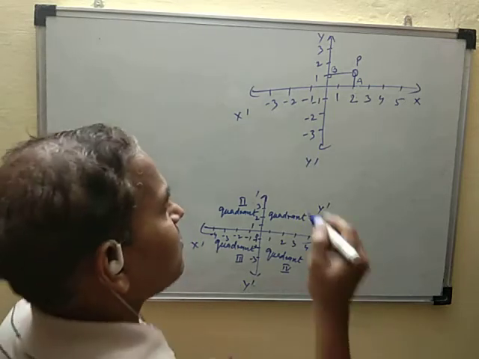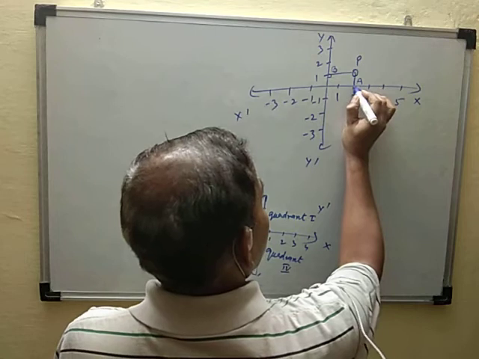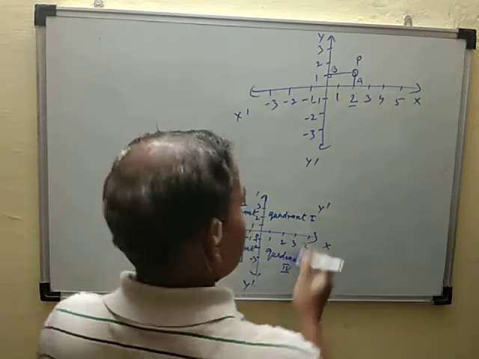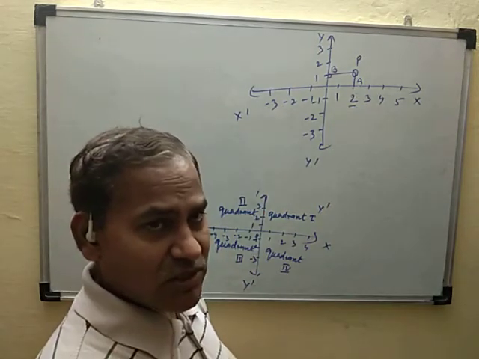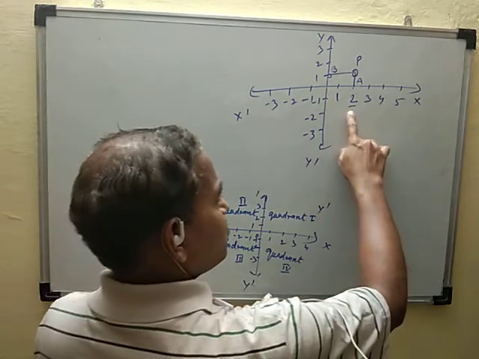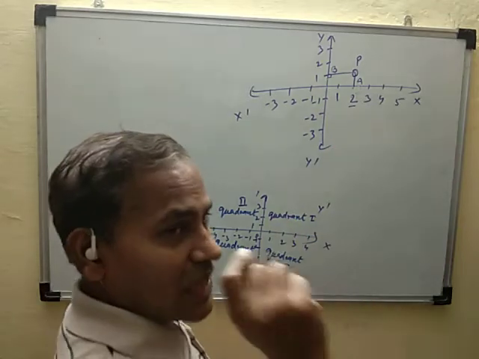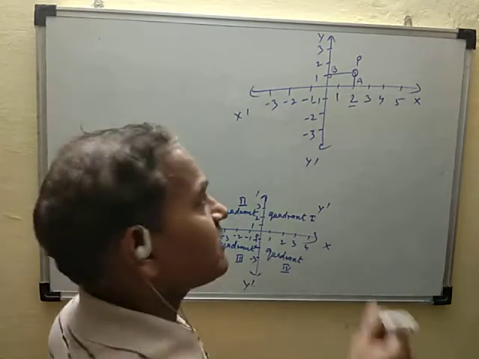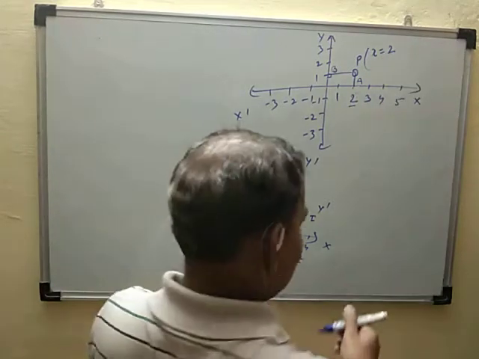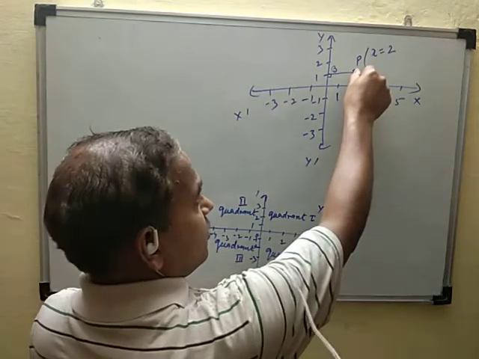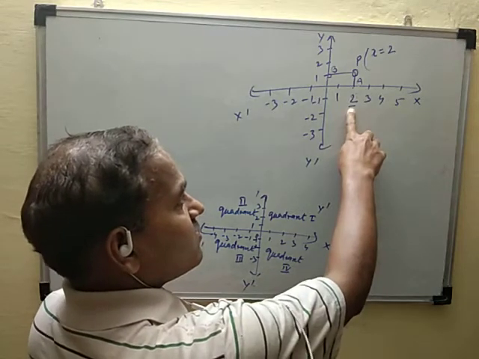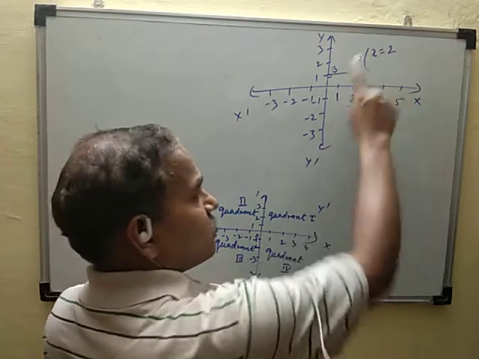So check what is the intersection point on the x-axis. Now, from P, draw a perpendicular. What is the intersection point? 2. The intersection point is 2. So this 2 is the x coordinate of point P. That is, at point P the value of x is equal to 2, because you are drawing a perpendicular from P, so at which point on the x-axis is it touching? At 2. So the value of x for this point is equal to 2.